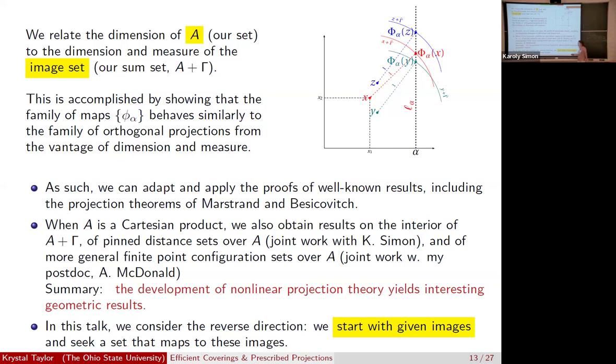So in this talk, we're going to consider a reverse direction. We start with given images and we seek a set that maps to these images. Before, we had A and we wanted to understand the images, the sum set, the slices of the sum set. Now we have the slices, we have the images, and we want to understand: can we produce a set that gives us those images?